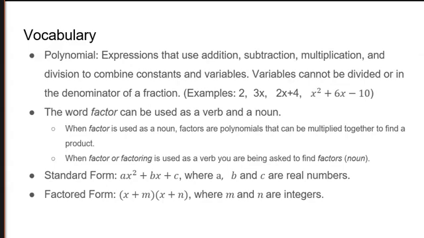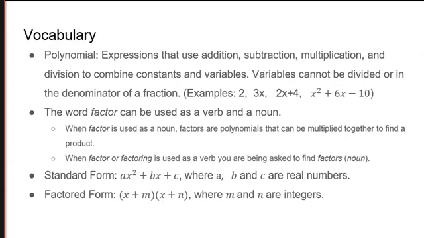Before we begin looking at how this lesson progresses, let's review some key vocabulary. Polynomials are expressions that use addition, subtraction, multiplication, and division to combine constants and variables. In a polynomial, variables cannot be divided and they cannot be located in the denominator of a fraction. Examples of polynomials include constants, like the number 2, and expressions like 3x, 2x plus 4, and x squared plus 6x minus 10.